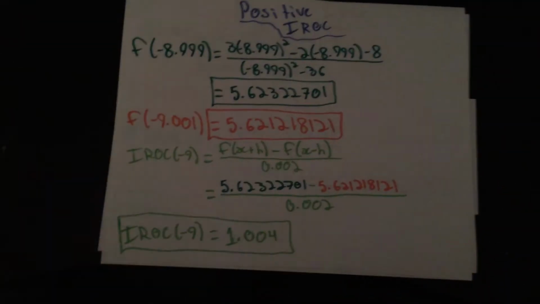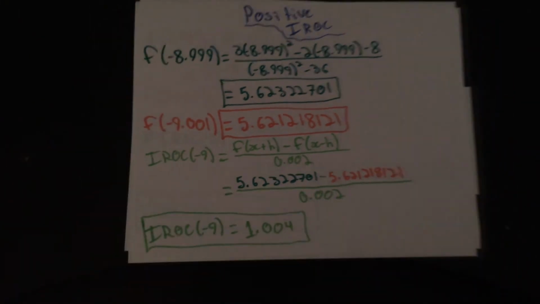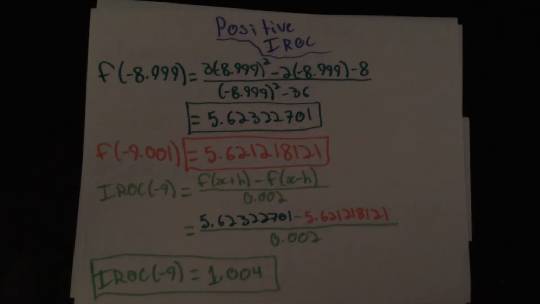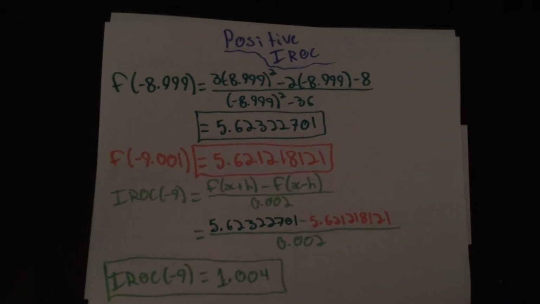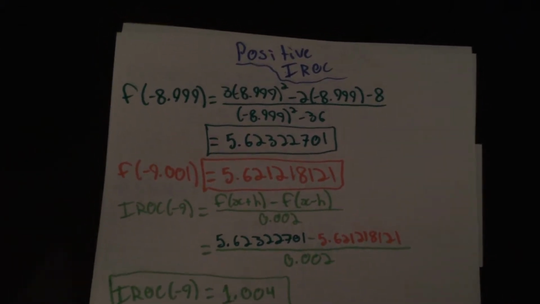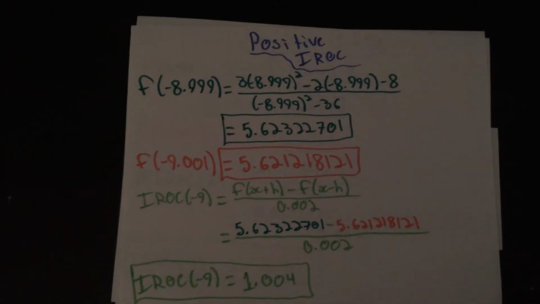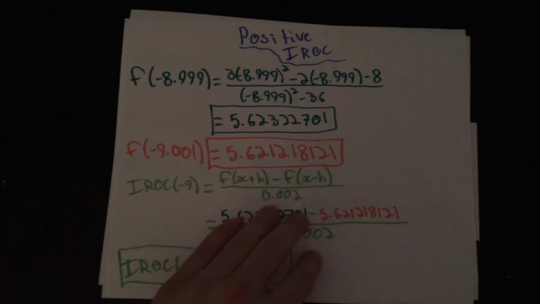Positive IROC. There is positive IROC at an x value of −9. This is found by subbing in points just prior and after −9 and subbing them into the IROC equation to find an IROC of 1.004.